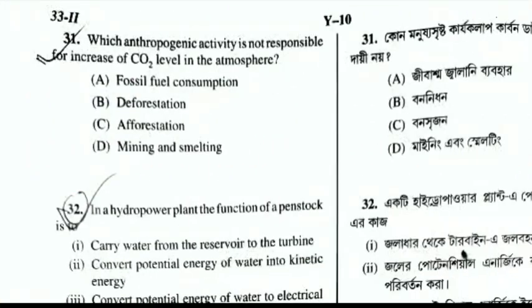So as we have already completed 30 questions in our part 1, you can see the link in the description. Today we are going to start from question 31. Question 31 is: which anthropogenic activity, anthropogenic meaning the activity which is created by we human beings, is not responsible for the increase of carbon dioxide level in the atmosphere? Very easy question. I hope everybody will be able to answer this.